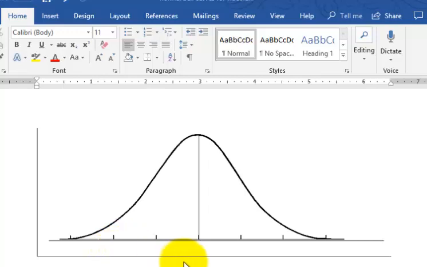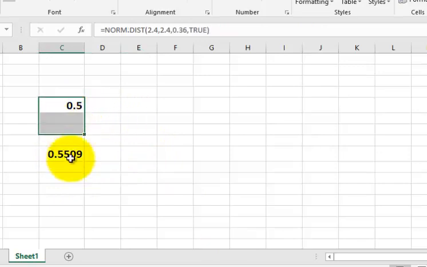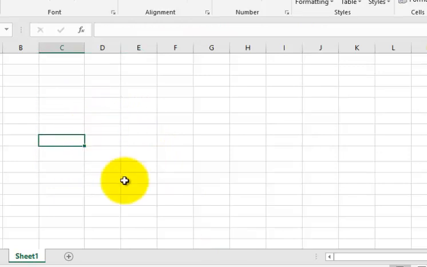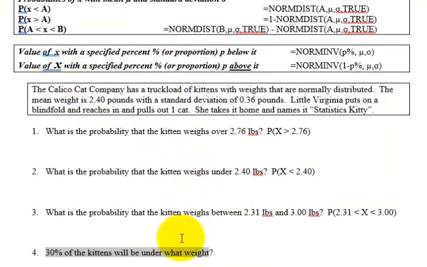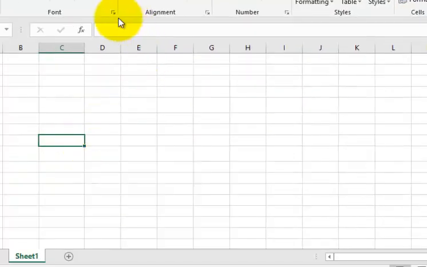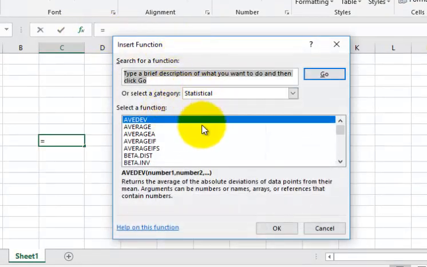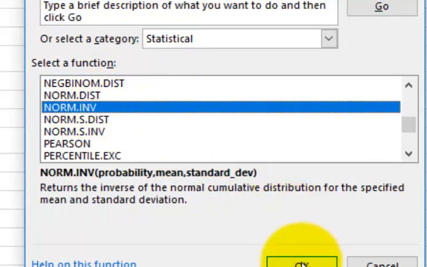But we're going to use Excel to the rescue. We're going to go ahead and pick a cell, any cell. Let me get rid of these guys. And let me take a quick look at the formula again. So we're looking for 30% will be under. Remember, if it's over, you always subtract something from 1. So here it is right here, norm inv. Pick a cell, any cell, go to the function bar, make sure you're in statistical, scroll down to norm inv. Right there, norm inv.